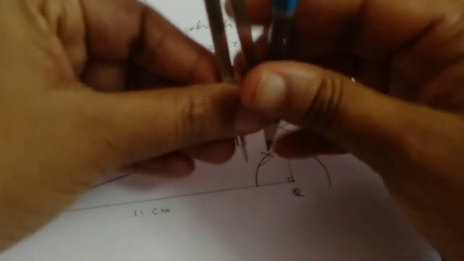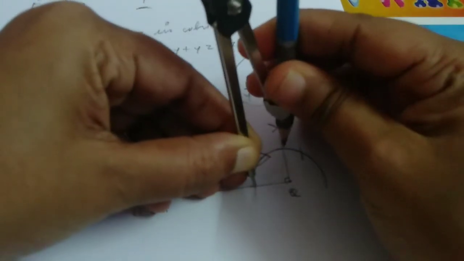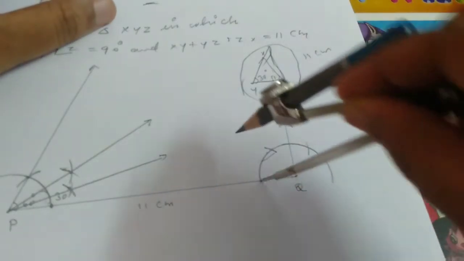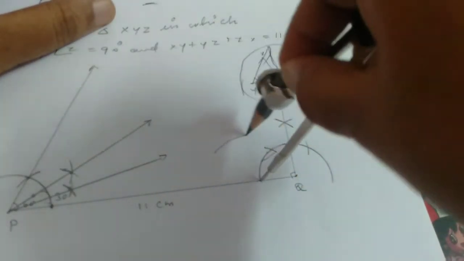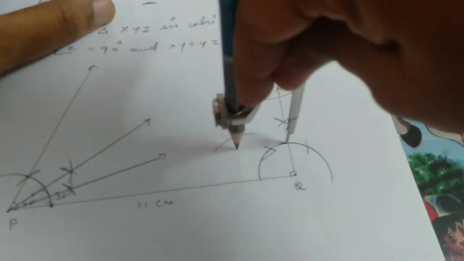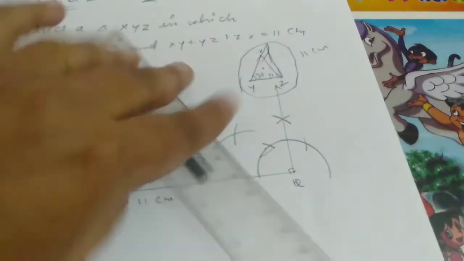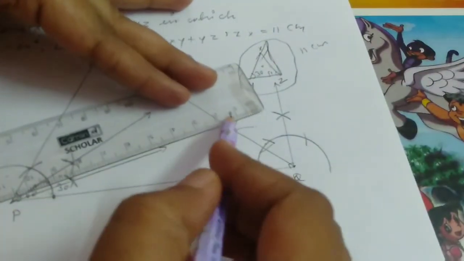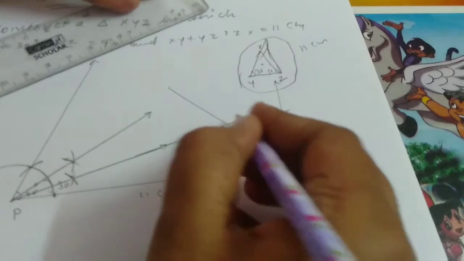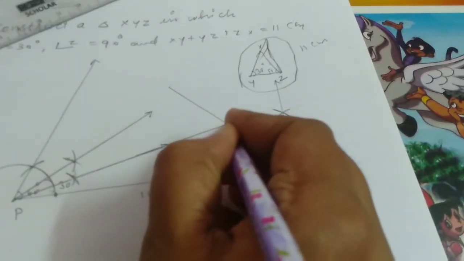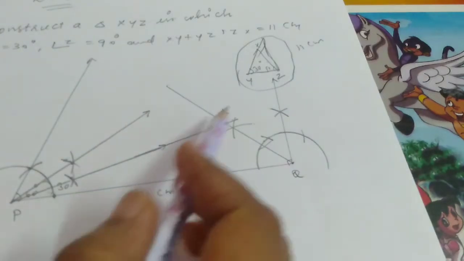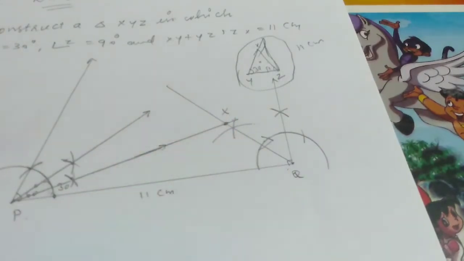Next, on this side, you also bisect the 90 degree angle to get 45. Measure from here to here, then from this point cut one arc, then from the intersecting point cut one arc. Now through P you should extend this arc, and extend this arc too. Where both angle bisectors intersect, that point is X, the top point. So we got the line segment XP and the line segment XQ.